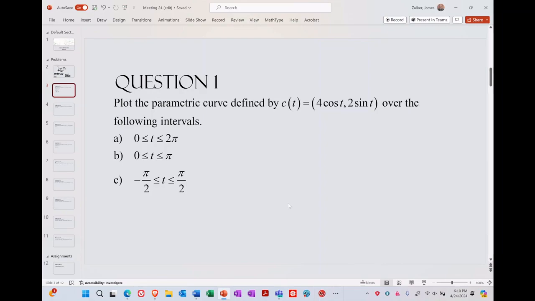And so first up, we're going to have a curve that's given by 4 cosine of t, comma 2 sine of t. We'll plot this over 3 intervals, 0 to 2 pi, 0 to pi, and then minus pi over 2 to pi over 2.